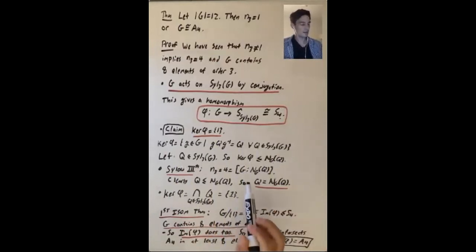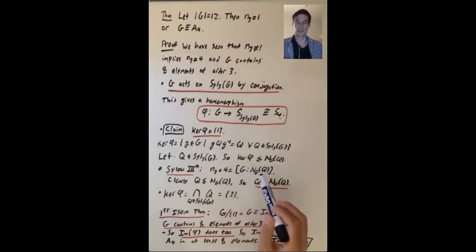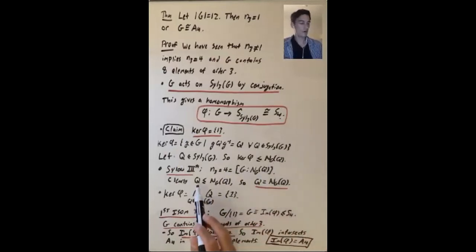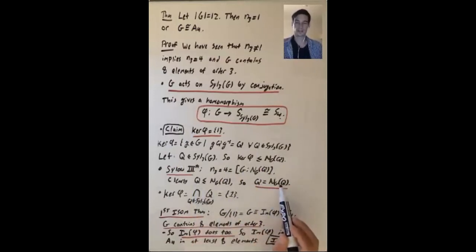And what does that mean? So G has order 12. So if this index is 4, the normalizer better have size 3. Well, clearly Q is contained in its own normalizer, but Q already has size 3. So that means that Q is actually equal to the whole normalizer.